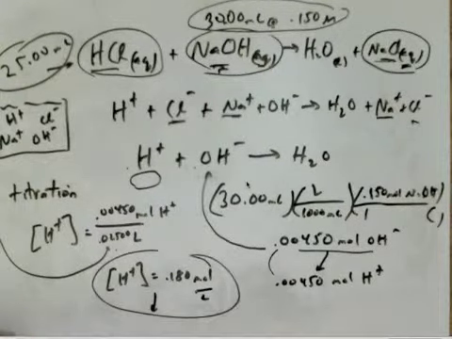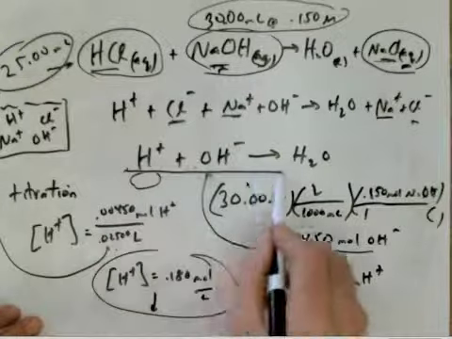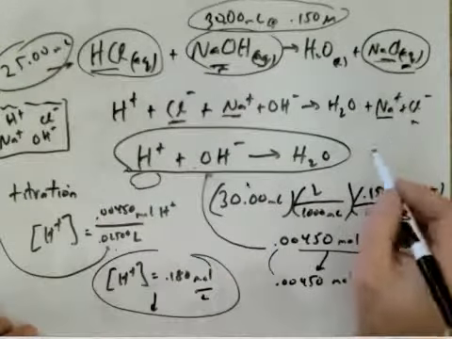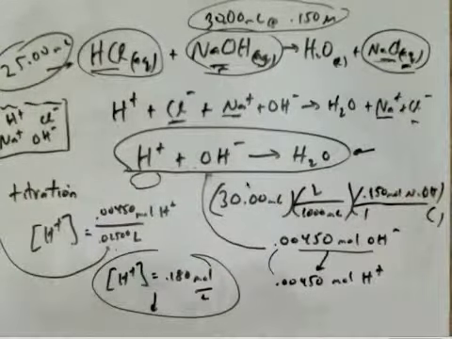Why is that an acid-base reaction? It's an acid-base reaction because of this right here. The net ionic equation shows H plus reacting with OH minus. In our class, that's an acid-base reaction.